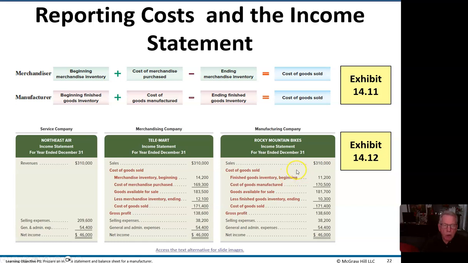But now, as we look at manufacturing companies, here our cost of goods sold starts with our finished goods inventory beginning here, and then the cost of goods manufactured. That's going to be the cost of goods that gets transferred in from work in process inventory to finished goods inventory here. And that gives us the goods available for sale. We back out the finished goods inventory that we have at the end of the period, and that gives us our cost of goods sold.